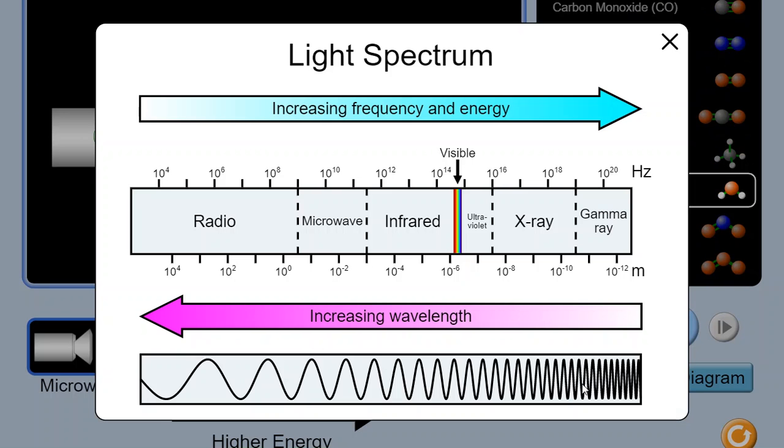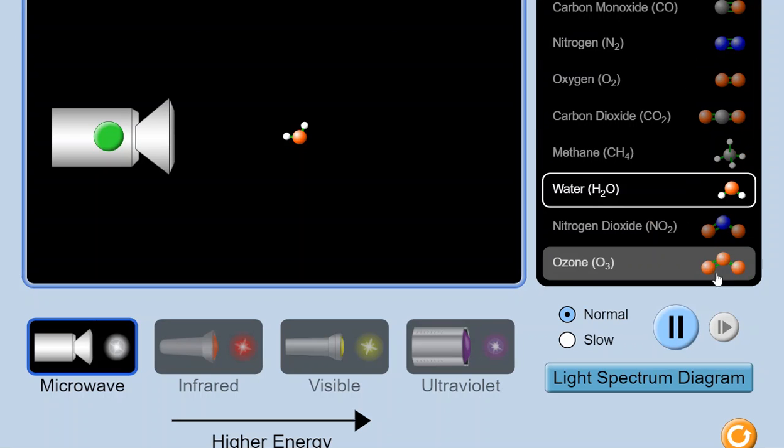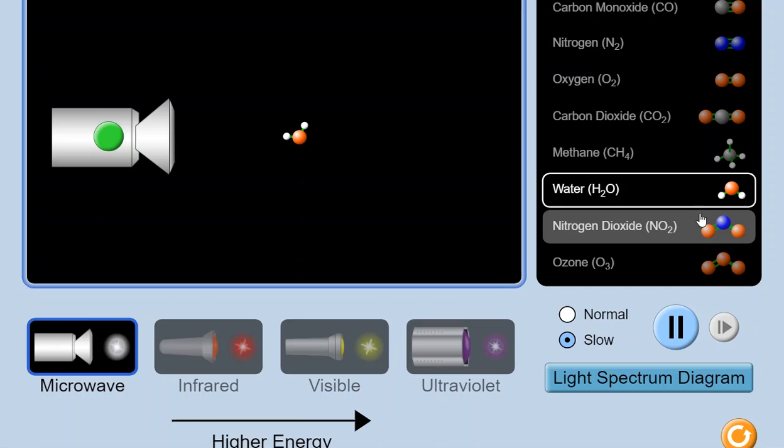You can look at the light spectrum diagram here to take a look at the electromagnetic radiation. So it's right here fresh in front of you. You could go slow motion if you'd like, but you can play around with this simulation, but it's pretty basic. If it absorbs the radiation for microwaves, it will rotate. If it absorbs the radiation for infrared, it's going to vibrate. So that's the basic points that we're looking for there.